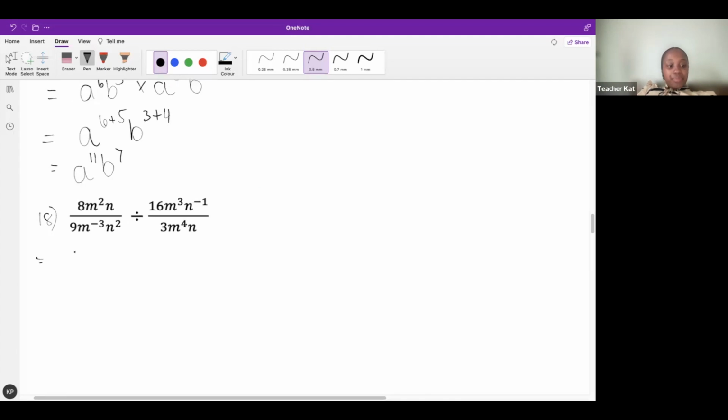Okay, so I'm going to keep the first one the same: 8m over 9m to the negative 3n squared. My divide is going to turn into a multiply, thank you, Leachile. And then I have to tip the second fraction. So therefore, 3m to the power of 4n over 16m cubed in negative 1 has tipped. Okay, now we've tipped 10 times.